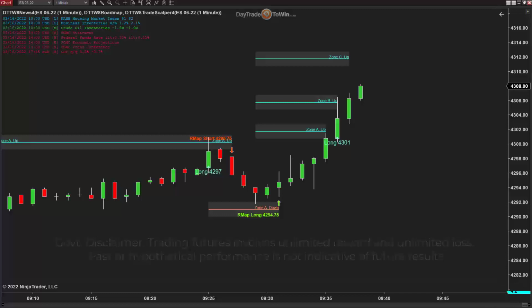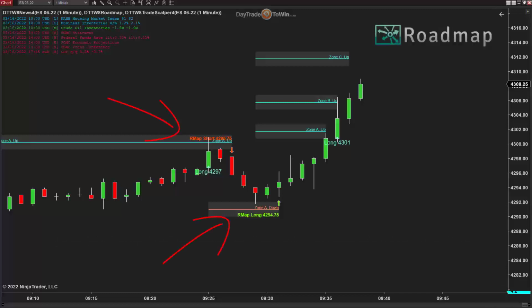So there's a couple of things happening here. The first is the shaded areas is the roadmap software. The roadmap software provides these shaded areas to allow us to understand where the market is going to, and may, right, doesn't always happen, but may reverse at these areas and be prepared for it.